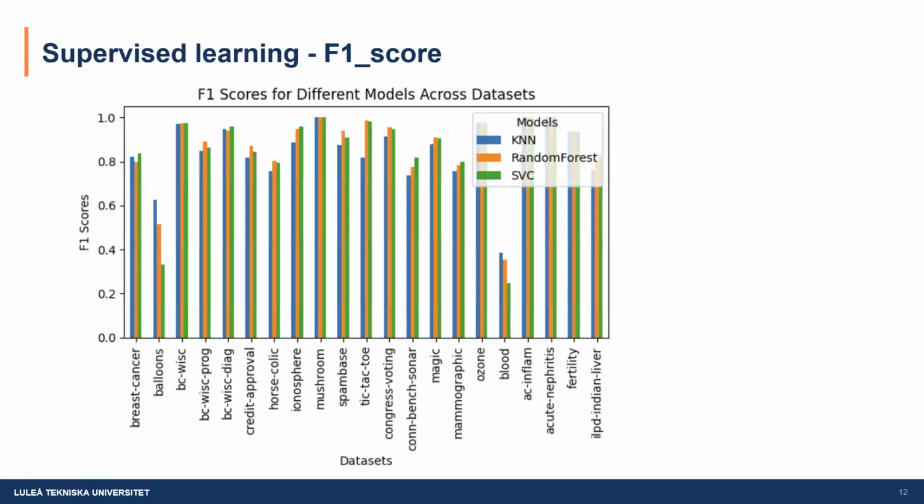And here is the F1 score of the datasets. The F1 score is the harmonic mean of precision and recall. It provides a single metric that balances both precision and recall. The F1 score is very useful when we have to balance precision and recall on an imbalanced dataset.